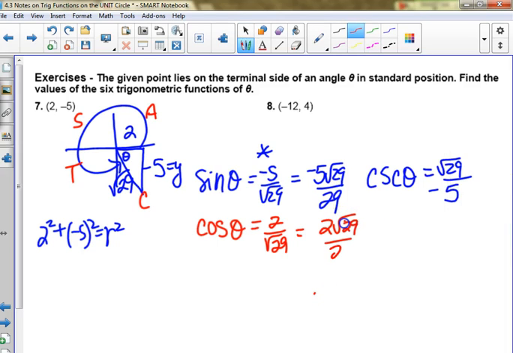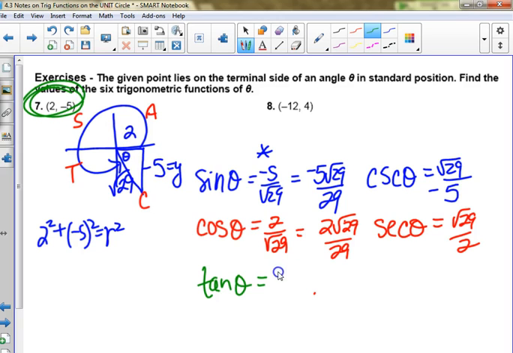Two square roots 29 over 29. If we flip it over, we get the secant, which is this guy flipped, square root of 29 over 2. All right, and tangent is y over x, or opposite over adjacent. We could have found the tangent from this original value, -5 over 2, so the cotangent is -2/5. Doesn't matter if the negative's top or bottom. Questions? Okay, I'm not going to do number 8. We're good?